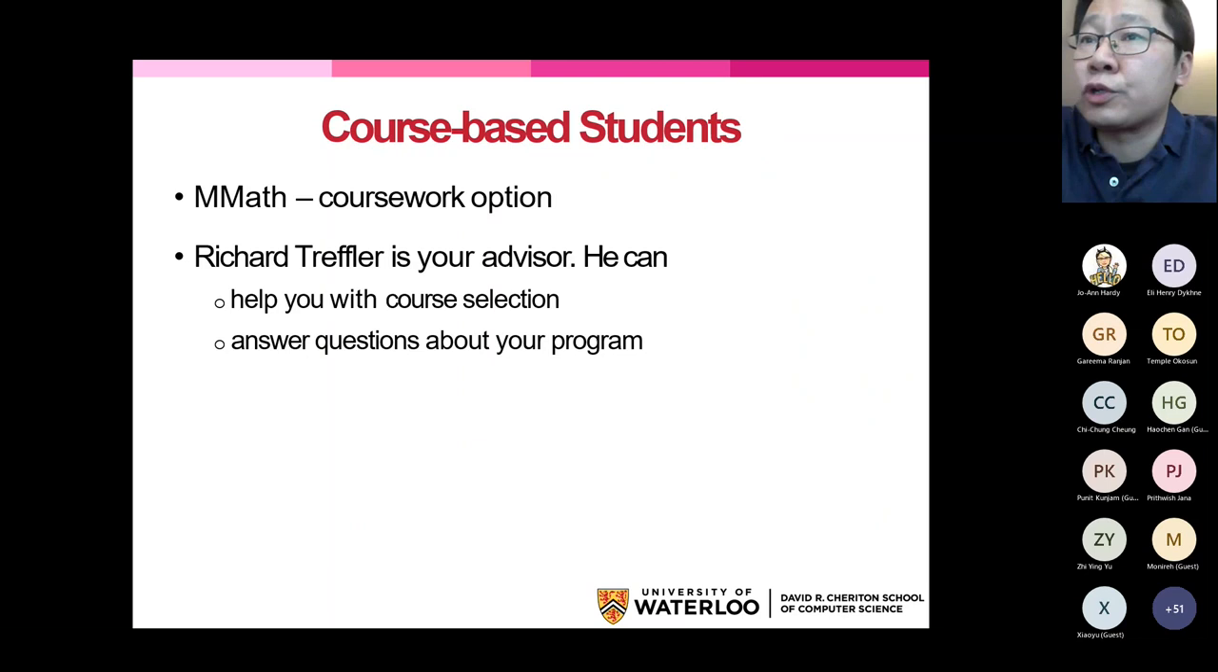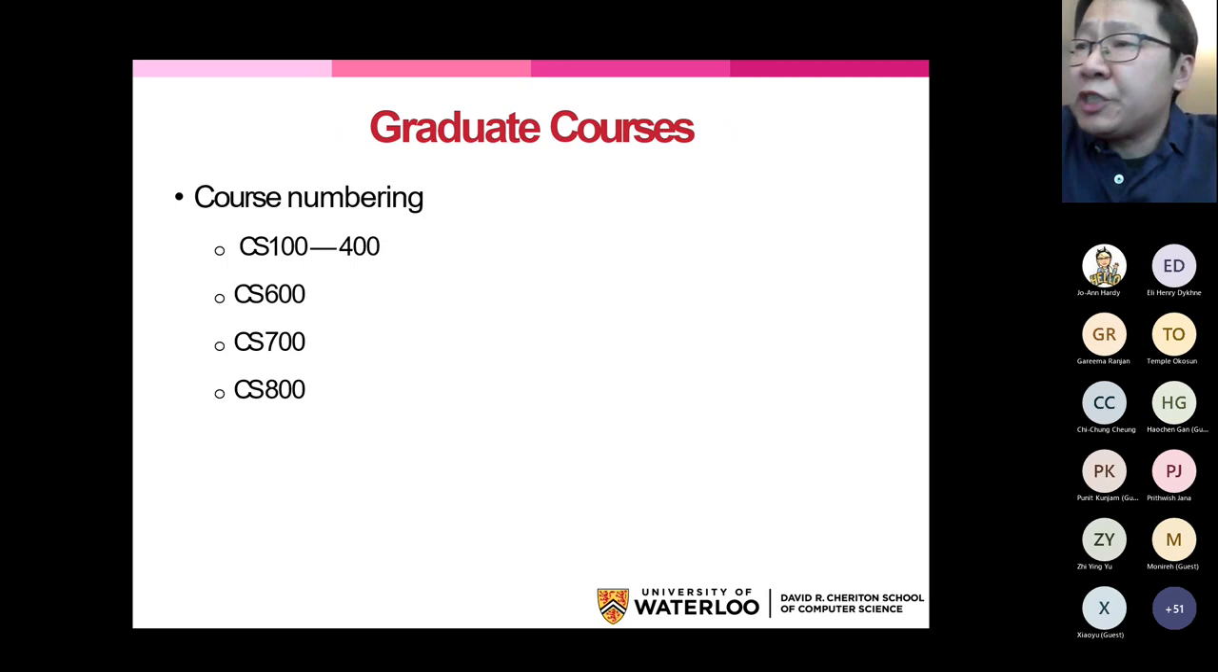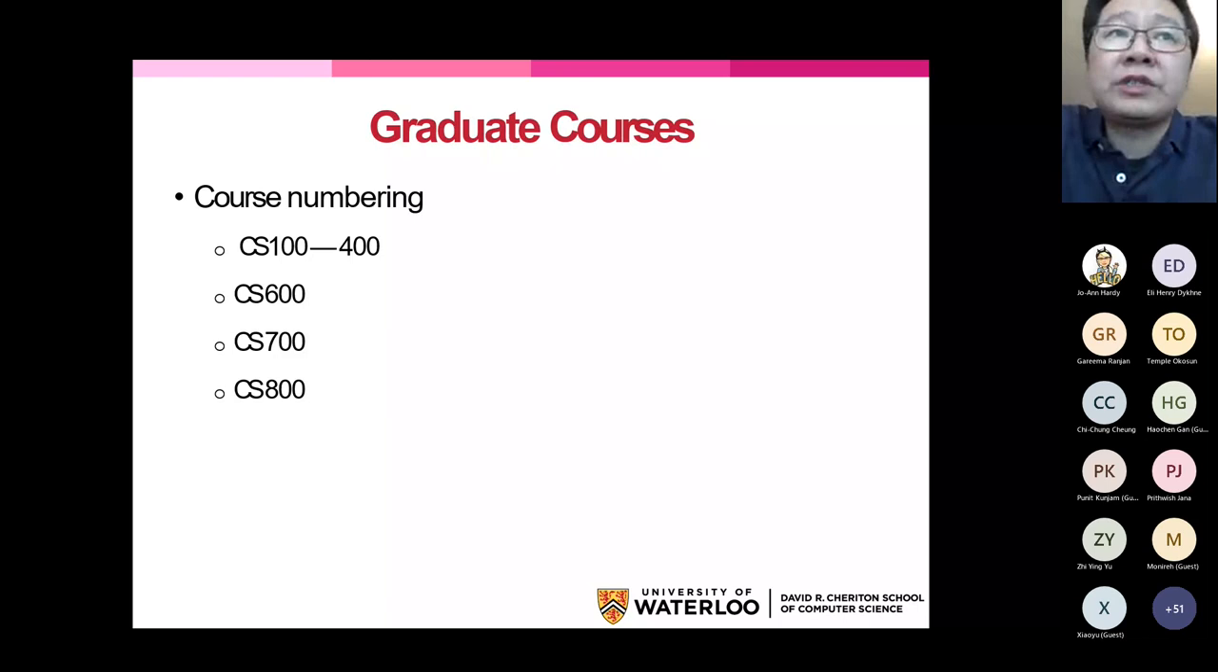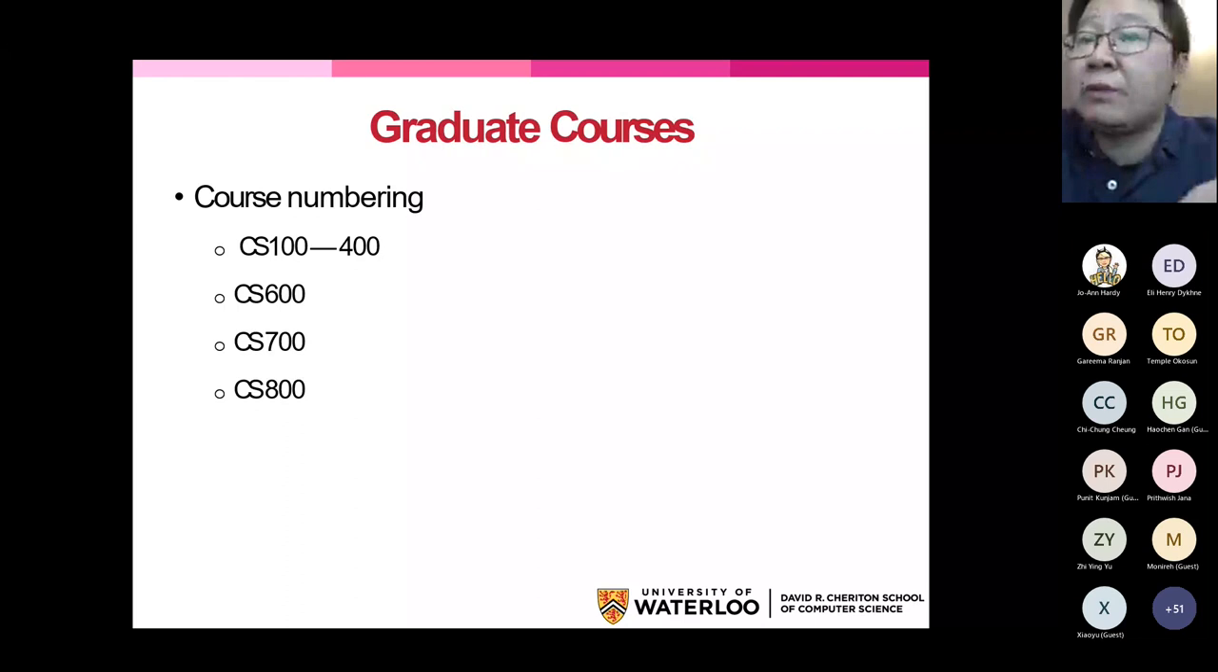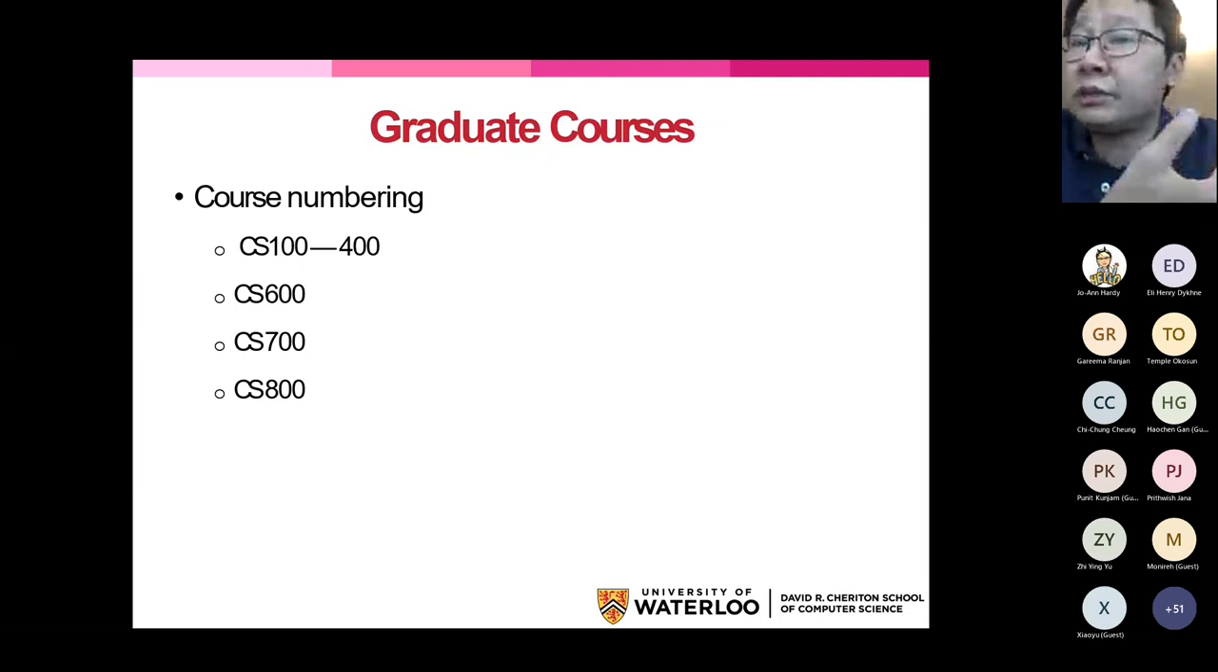Okay, so switching gears a little bit, I'm going to talk about the different courses that are offered here in the School of Computer Science. First, I want to talk about the different course numbering that we have at Waterloo, for those who are coming from a different university and aren't familiar with how our courses are organized. We have four different types of courses: our 100 to 400 level courses, our 600 level courses, 700, and also our 800 level courses.